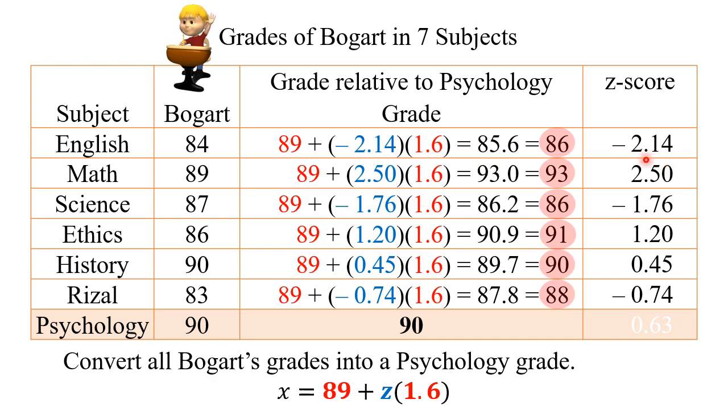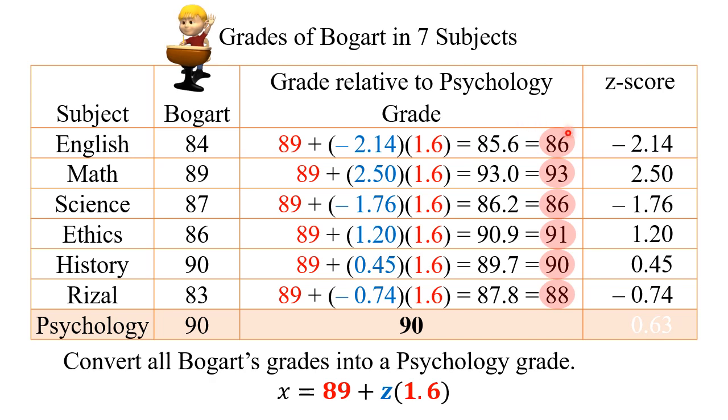Okay, so we can now see clearly why Bogart performs the best in math, because when we converted this into a psychology grade, it is equivalent to 93. And the lowest is English. His grade of 84 when converted into a psychology grade is equivalent to 86. So the highest grade of Bogart is 93 in terms of psychology grade, and his lowest grade is 86, based on psychology as our basis of converting it.